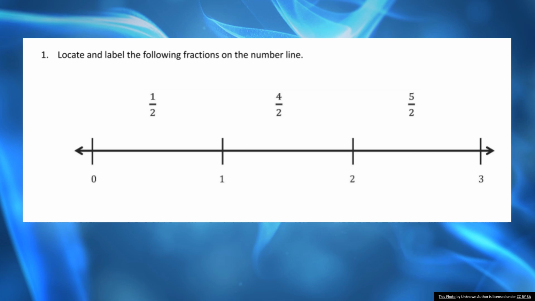Let's take a look at number 1. Number 1 says locate and label the following fractions on the number line. So I noticed that all of my fractions are halves: 1/2, 4 halves, 5 halves. So that means that every 2 lines, I'm going to have a whole number because that would represent a whole piece, right? So let's go ahead and partition this number line so that you can see what we're talking about.